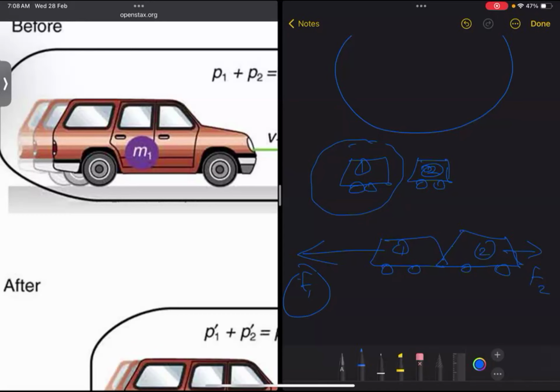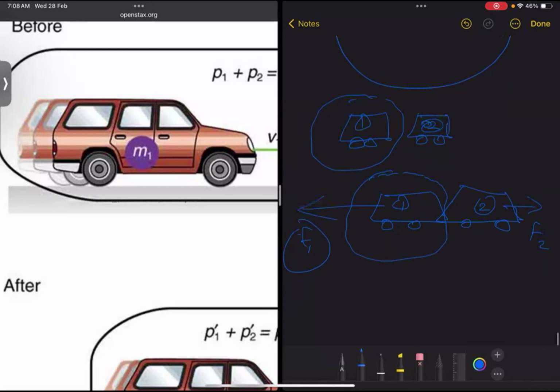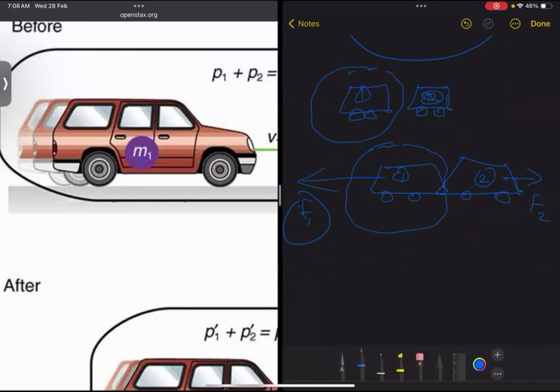If you select only car 1 as one system, is there any external force acting on it during the collision? The force of car 2 on car 1. Yes, that is an external force, right? Because now your system is only car 1, so any force applied by car 2 will become an external force.